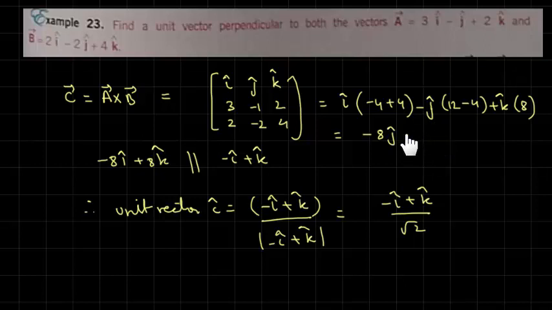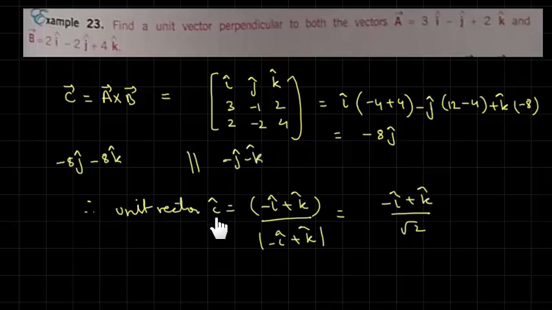So this should be actually plus k cap times 3 into 2 minus 6 minus 2, so it should be minus 8. So this should be minus 8 j cap minus 8 k cap. Now this vector is parallel to minus j cap minus k cap.